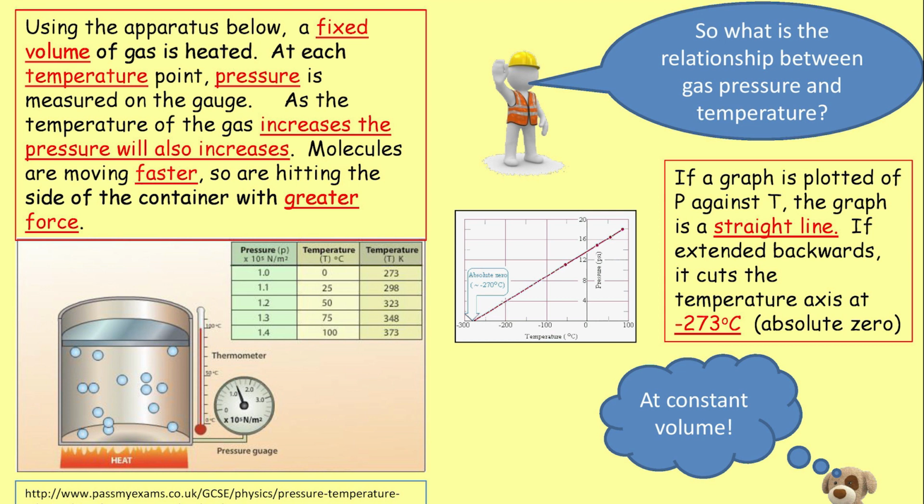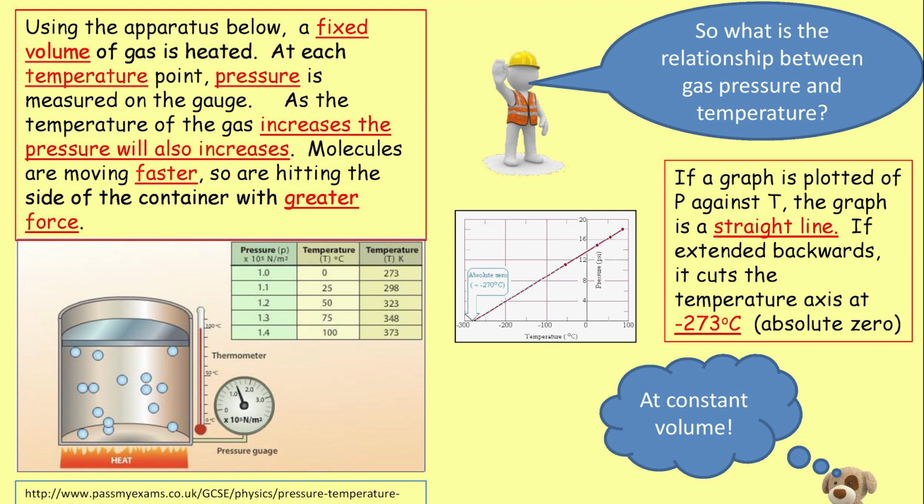For example, using the apparatus below, a fixed volume of gas is heated. At each temperature point, pressure is measured on the gauge. As the temperature of the gas increases, the pressure will also increase. Molecules are moving faster, so are hitting the sides of the container with greater force.